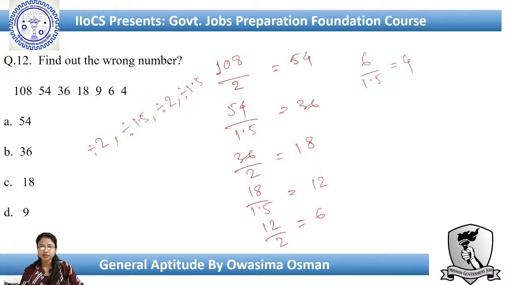But if we do 18 divided by 1.5, it should be 12. It should be 12, but the number given here is 9. That means 9 doesn't follow the series. So our wrong term is option D.